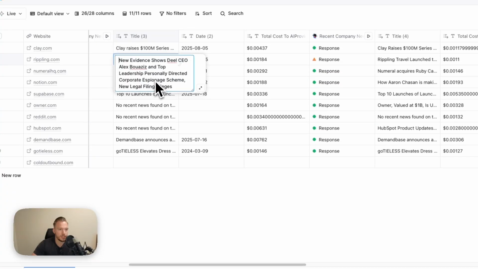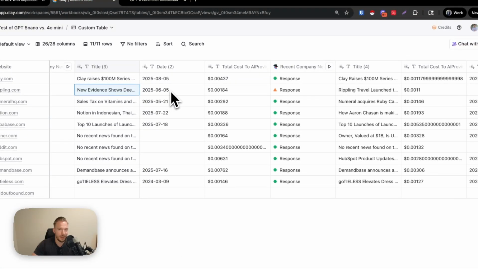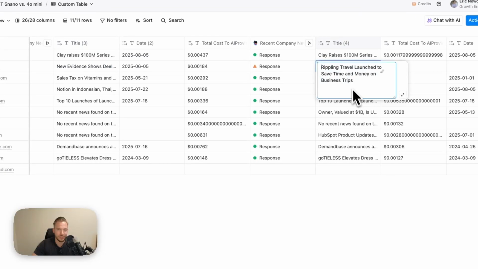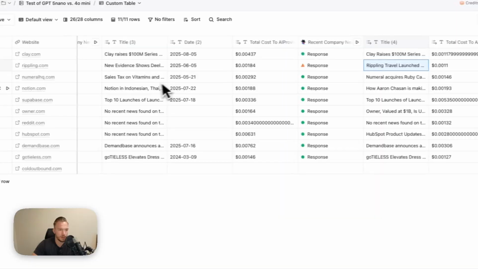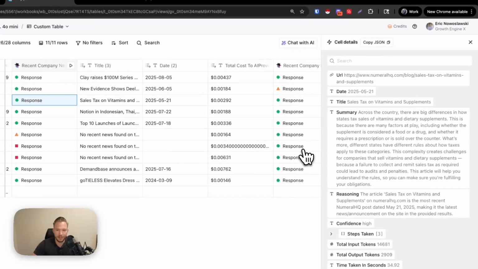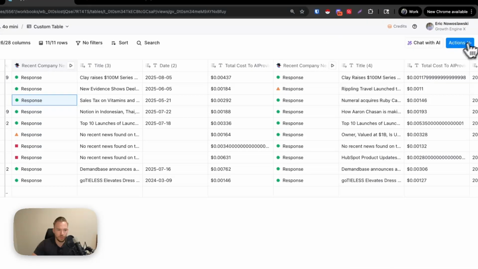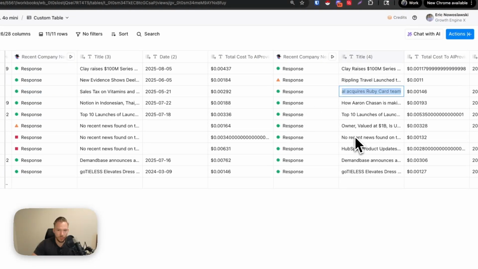New evidence shows deal. Okay, whatever. This isn't really that recent a launch. Yeah, okay, not a great one from either of them, but this one was still cheaper. Sales tax on vitamins and supplements. Okay, what are we actually looking at here? This is just a blog article. 2025, 521. Again, this is the GPT-5 column. This is the 4o mini column. Numeral acquires Ruby card team. This is a way better news article.